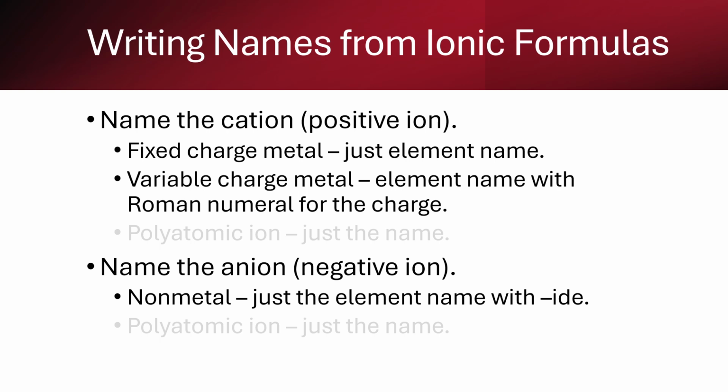All right, if we're going to write names from formulas, all we do is name the cation the way we've been doing it. If it's a fixed charge metal, we just name it as the metal name. If it's a variable charge metal, we name it as the metal name with the Roman numeral. We sometimes have to do some reverse engineering to get that Roman numeral. Then if we're going to name the anion, we change the ending of that nonmetal to IDE.